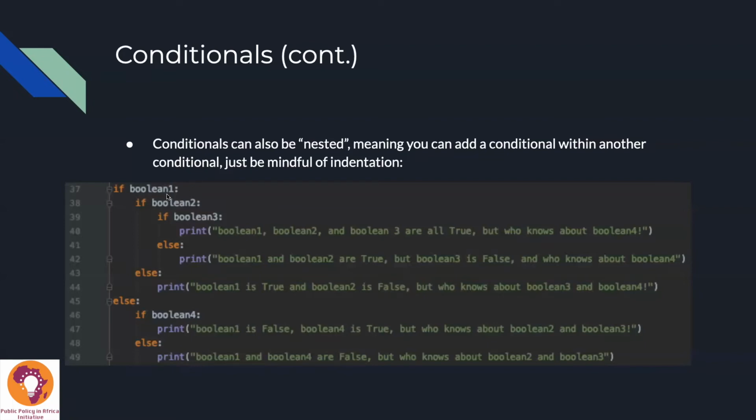What this means is the lines of code in line 38 through 44 will only be evaluated if Boolean 1 is true. If Boolean 1 is false, then we don't even look at lines 38 through 44, and we come straight down to line 45. So yeah, you're totally right. It's basically part of the same if statement there.